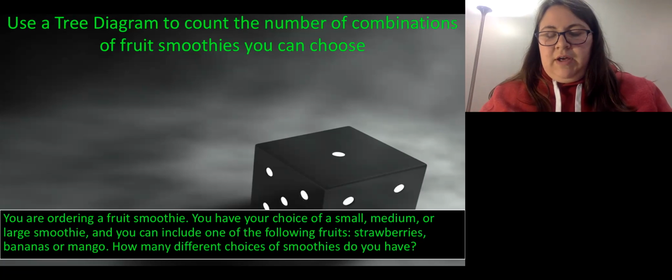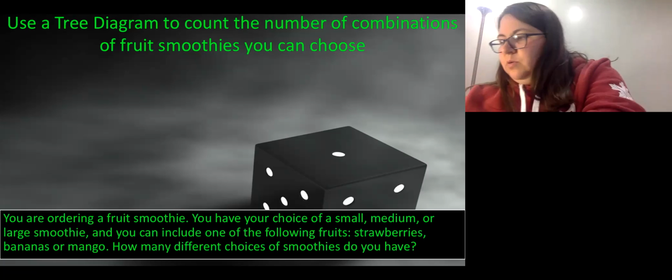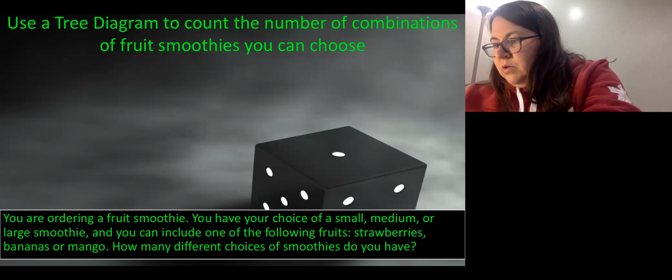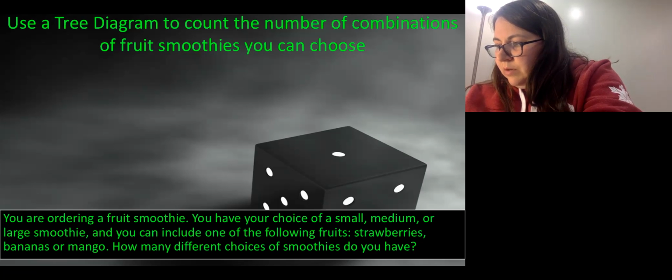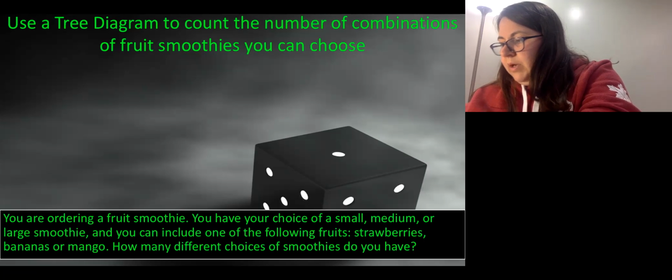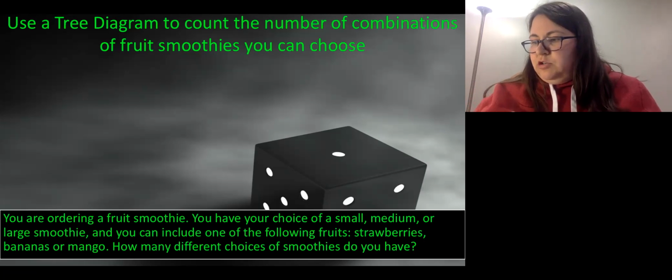So what I've got now is my possibilities. I could order a small strawberry, a small mango, or a small banana. I could get a medium strawberry, a medium mango, and a medium banana, or I could get a large strawberry. These over here are our combinations. A large strawberry, a large banana, or a large mango.